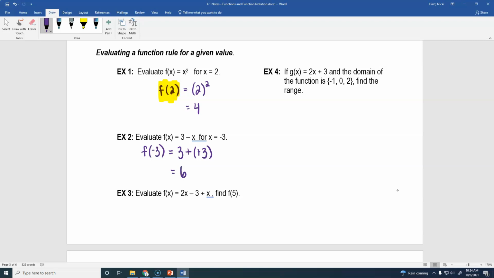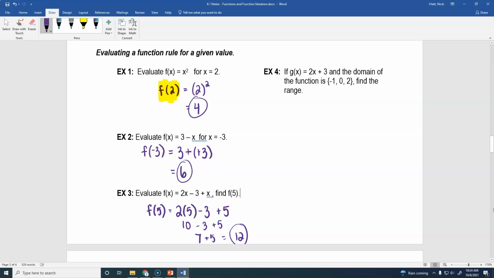Okay? Sometimes you have more than one x. So you'd have, in this case, 2 times 5 minus 3 plus 5. We put 5s right there for both of the x's. So we'd have 10 minus 3 plus 5. That'd be 7 plus 5, which would give us 12. I think we're okay with this because you guys have done this some before.